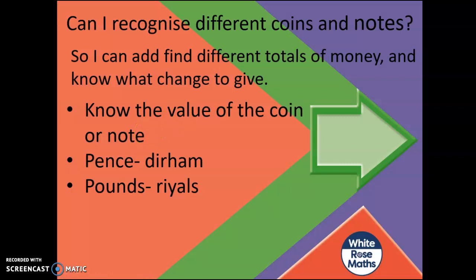and we need to think about, because we're looking at English money, what English money is similar to in Qatar. So when we look at pennies or pence, they're sort of the same as dirham. And then when we look at English pounds, that's sort of similar to reals.